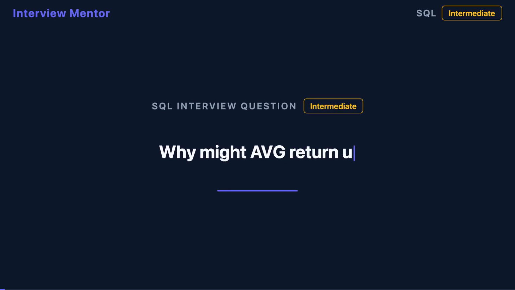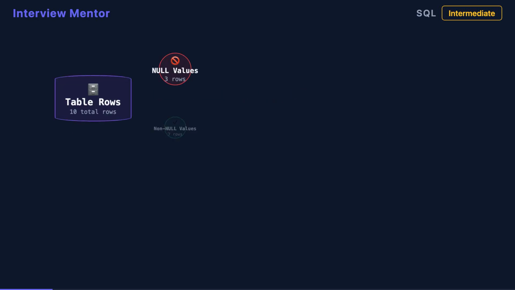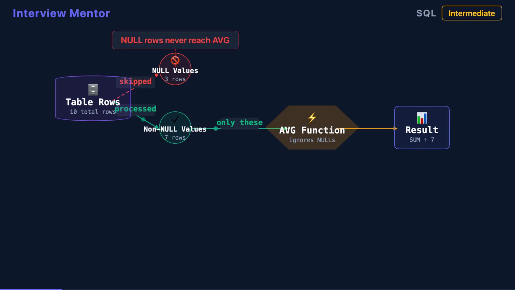Run a simple AVG query on a column with some missing values and the result is way off. What happened? The culprit is how SQL handles nulls in aggregate functions. The key issue is that AVG does not treat null as 0. Instead, it ignores null rows completely. So when you call AVG on a column, SQL only looks at the non-null values. Any row with null in that column is skipped entirely, as if it never existed.